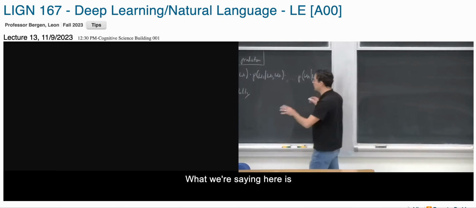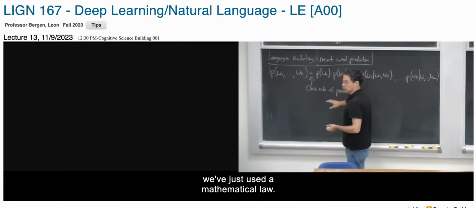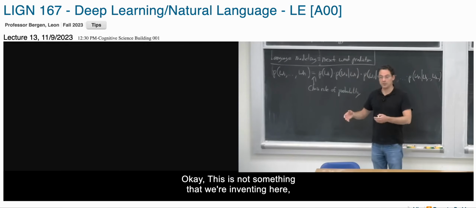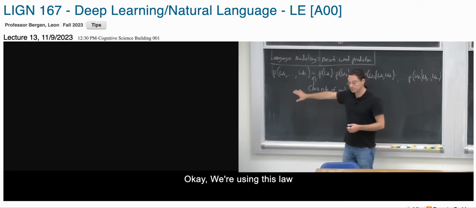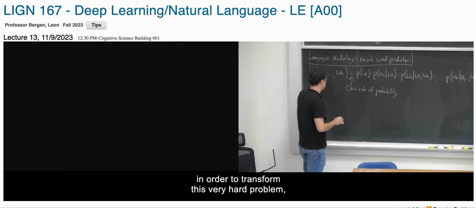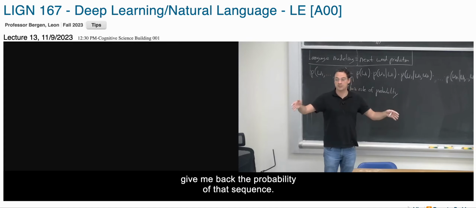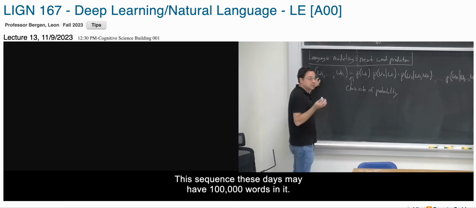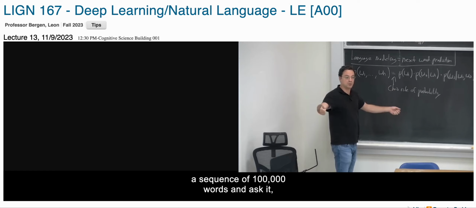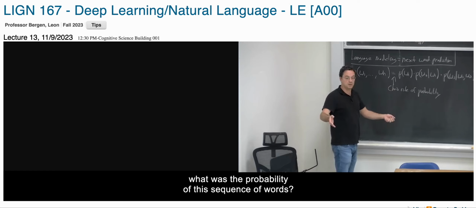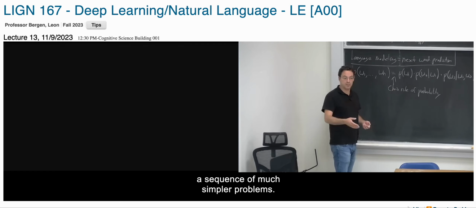So we've just used a mathematical law. This is not something that we're inventing here, or doing specifically for language modeling. This is just a law of probability distributions. We're using this law to transform a very hard problem: if you give me a sequence of words, give me back the probability of that sequence. That's ridiculously hard. These sequences these days may have 100,000 words in them. So I want to be able to give the machine a sequence of 100,000 words and ask it what the probability of this sequence is. I'm turning that problem into a sequence of much simpler problems.